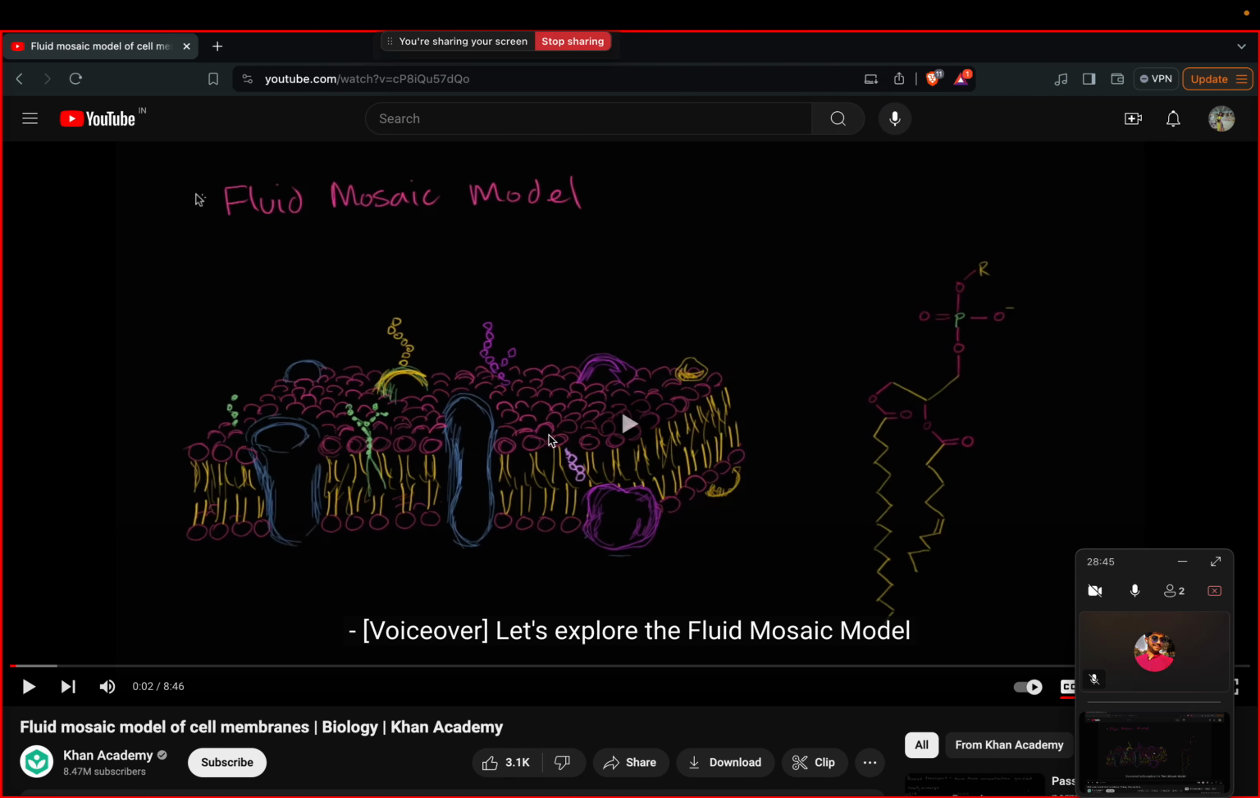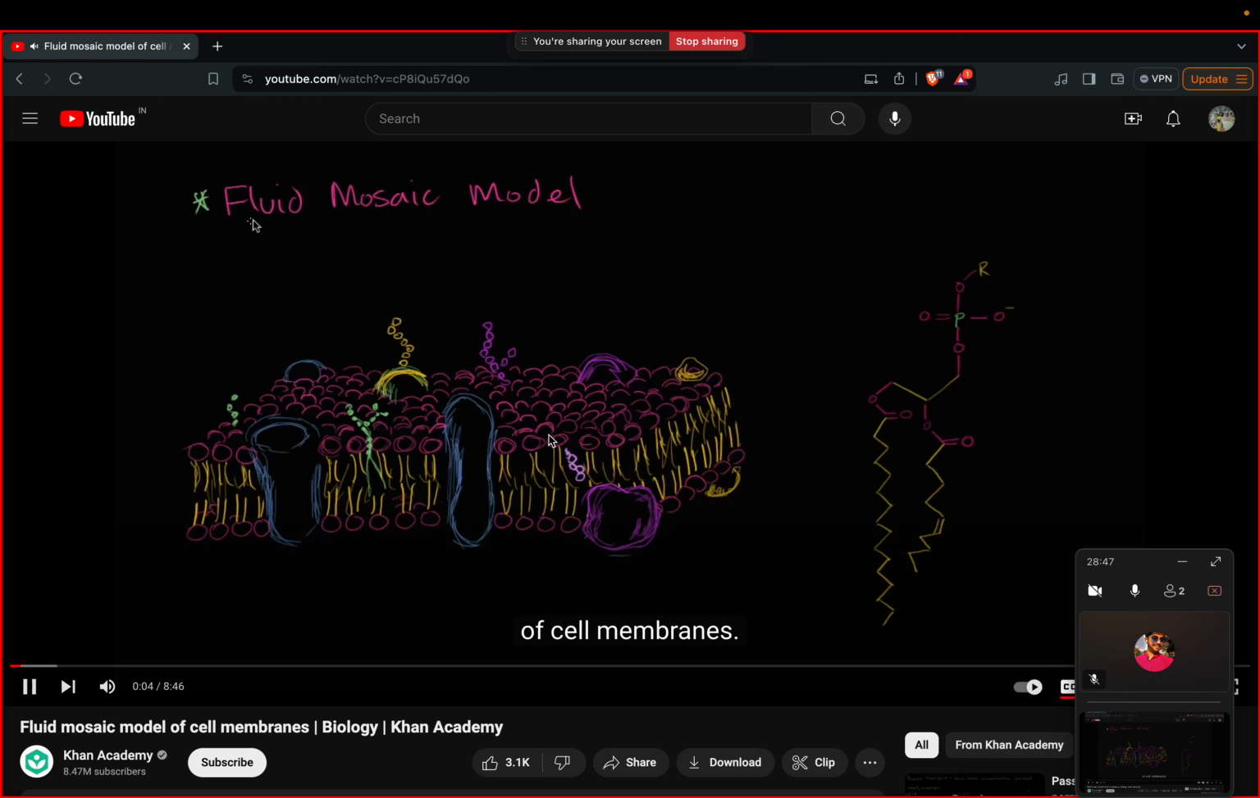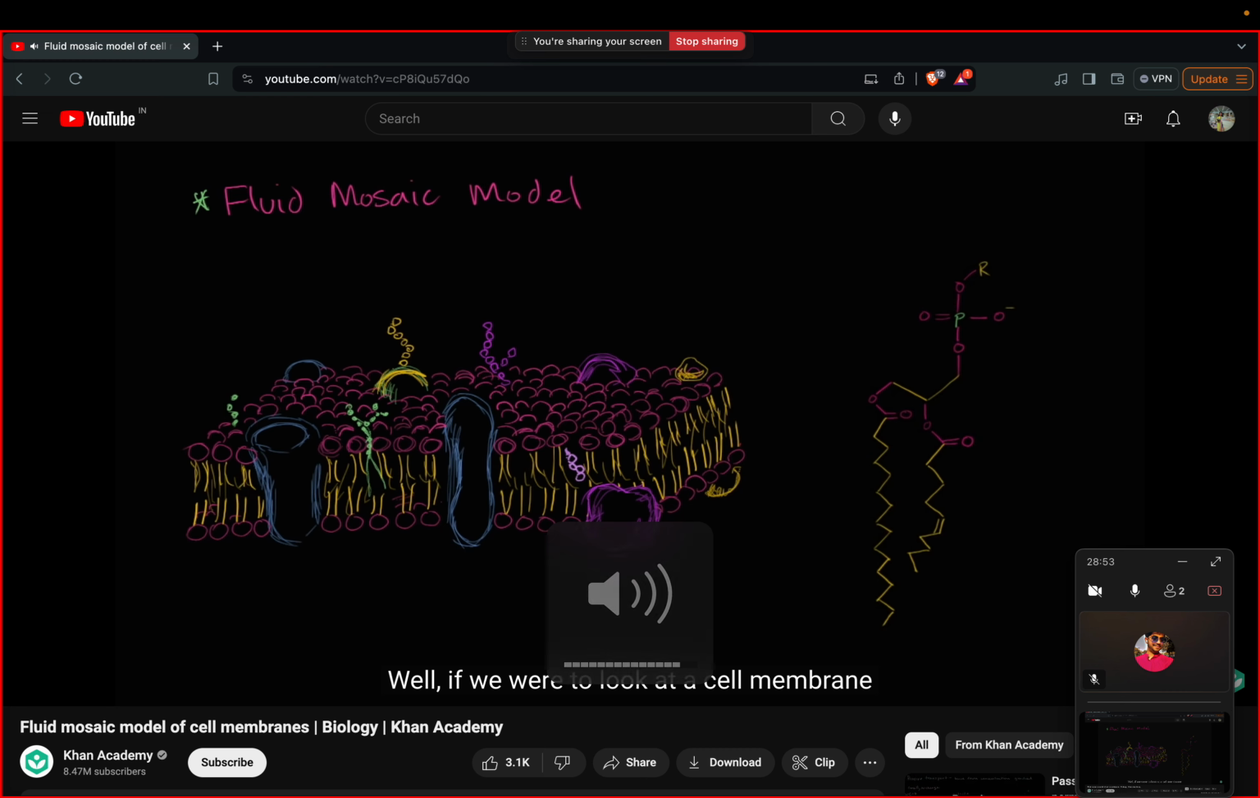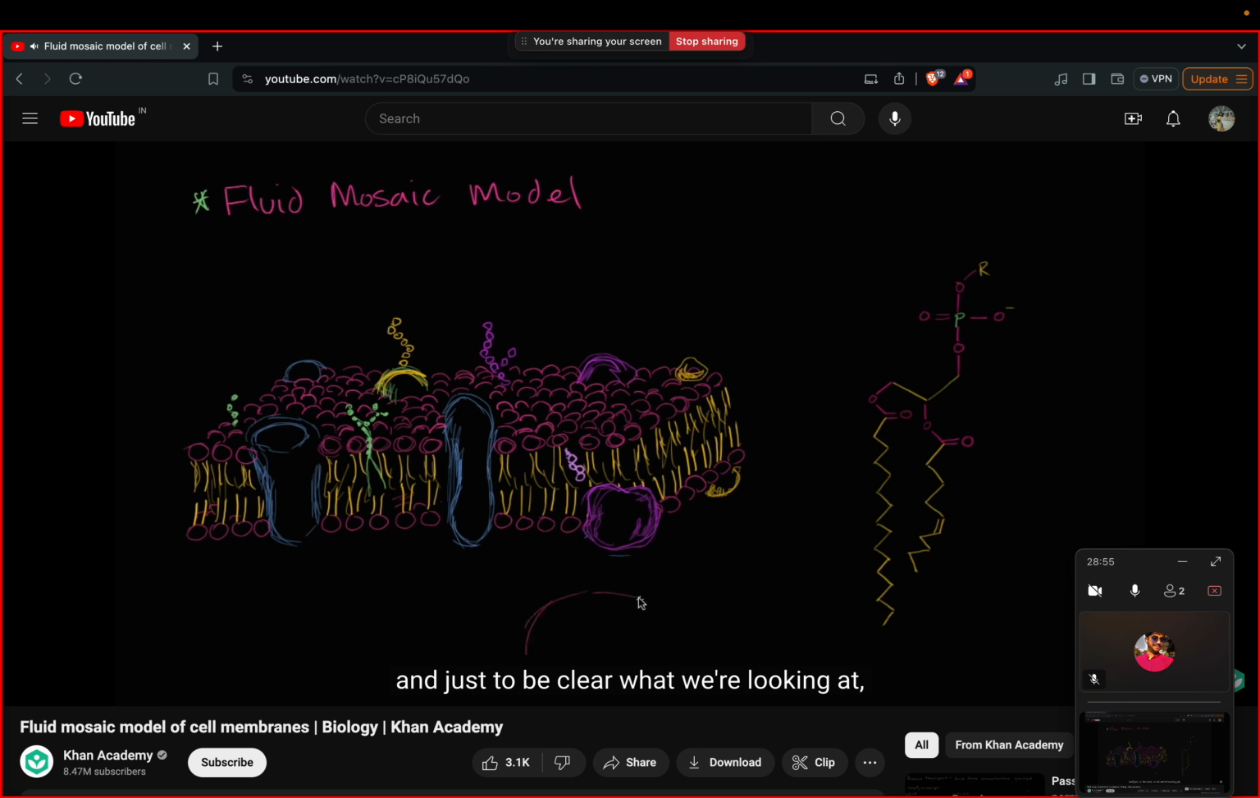Of cell membranes. Now, why is it called the fluid mosaic model? Well, if we were to look at a cell membrane, and just to be clear what we're looking at, if this is a cell right over here, and this is its membrane, it's kind of what keeps the inside of the cell separated from whatever is outside the cell. We're looking at a cross-section of its surface.